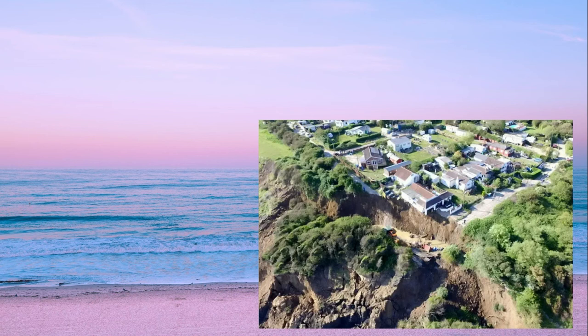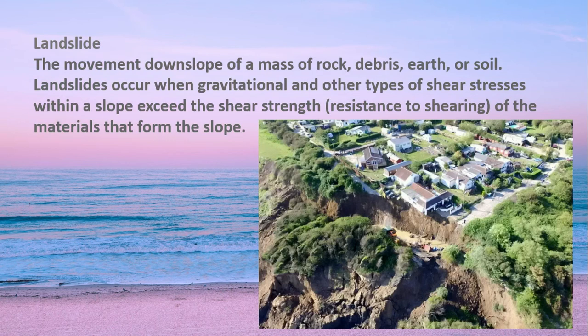So, we must be very sincere about this. Let us know about landslides. A landslide is the movement downslope of a mass of rock, debris, earth or soil. It occurs when gravitational and other types of shear stresses within a slope exceed the shear strength, that means the resistance of shearing, of the materials that form the slope. We can simply say that the sudden fall of a mass of earth from a hill or mountain is called a landslide or landfall.